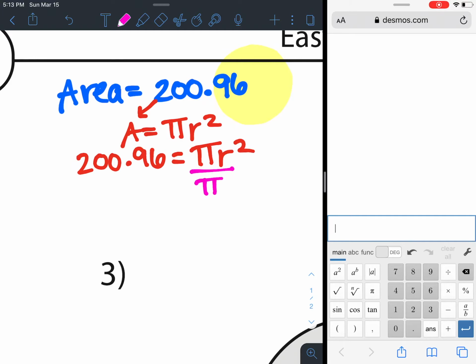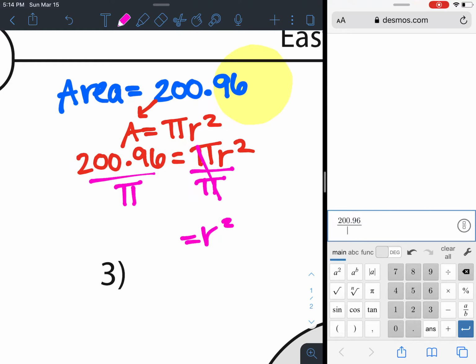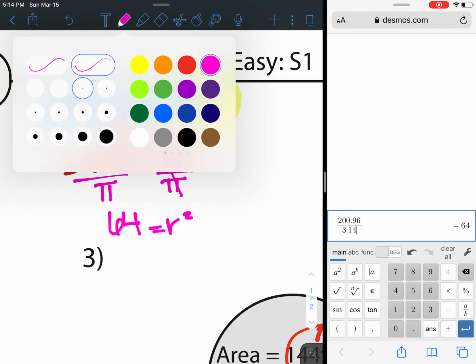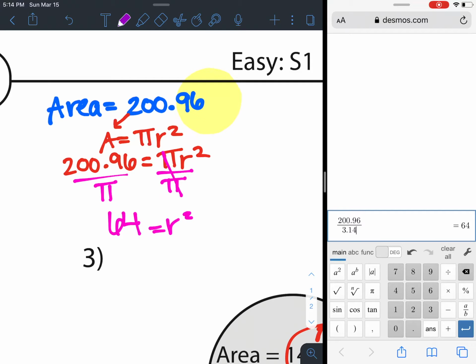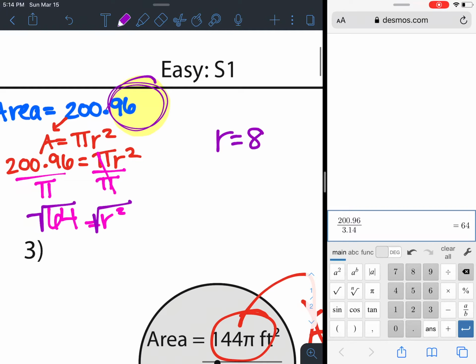My steps are still the same. I'm dividing both sides by pi, but this time it doesn't cancel out. It cancels out over here, so I have r squared equals, but now I have to actually type it into a calculator: 200.96 divided by 3.14. And now I can do the square root. So if there's no pi symbol in the problem, then it doesn't cancel out. You have to actually divide by 3.14. Now we take the square root. So the radius is 8. Diameter is 16. So circumference is 16 pi.